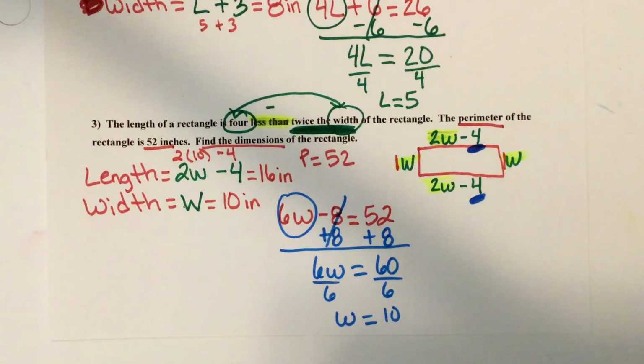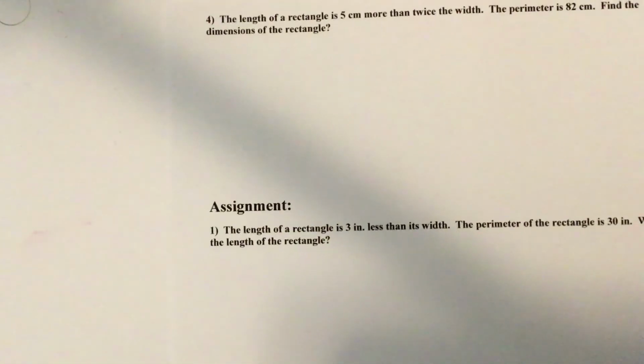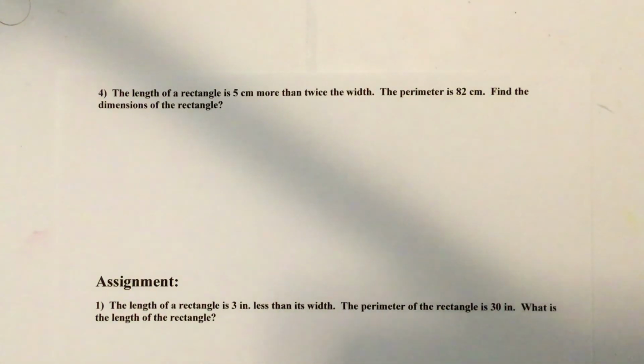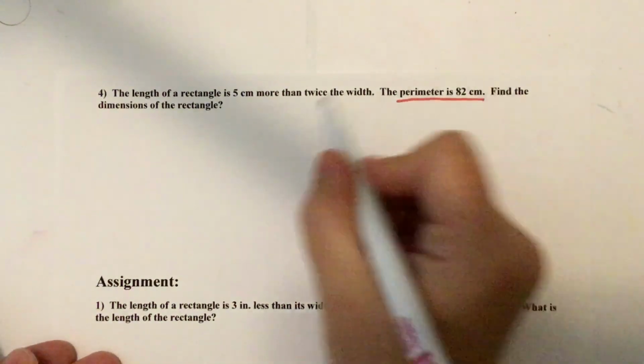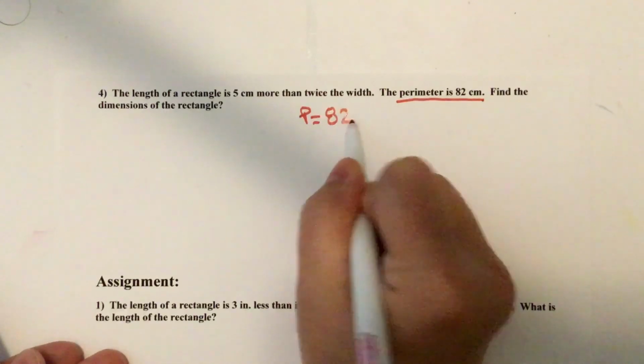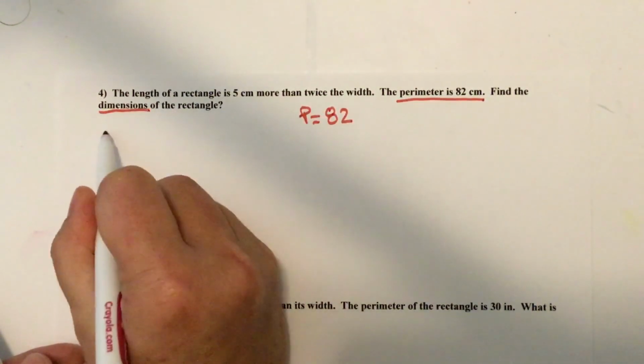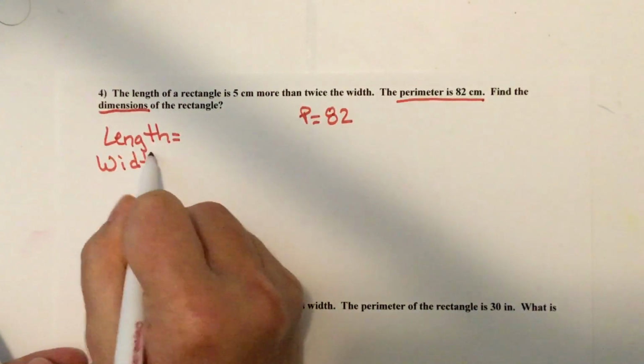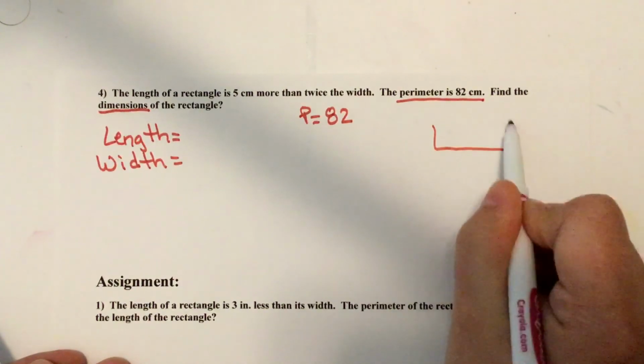Okay, let's try one more. How are you feeling about this? Feeling okay? All right. The length of a rectangle is 5 centimeters more than twice the width. The perimeter is 82 centimeters. Find the dimensions of the rectangle. All right, once again, I'm told the perimeter, it's 82. I'm asked for the dimensions, so I want to know something about the length, and I want to know something about the width, and I'm going to just draw myself a rectangle.